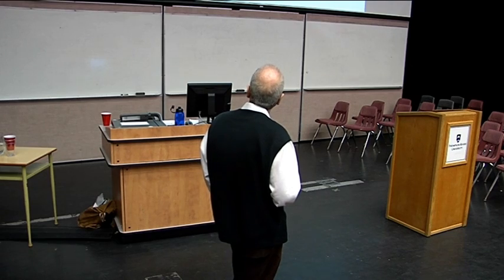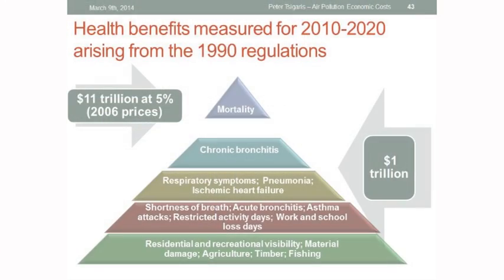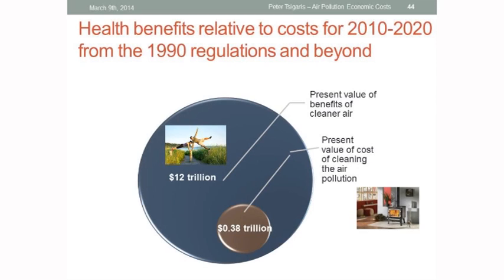I'm going to skip quickly, but the benefits from regulation were 11 trillion in terms of premature mortality, and 1 trillion in terms of the arrest. Let me skip that. There we go, same stuff. The costs were only $380 billion, and it's over 10 years. That's why it's less: $12 trillion in benefits.